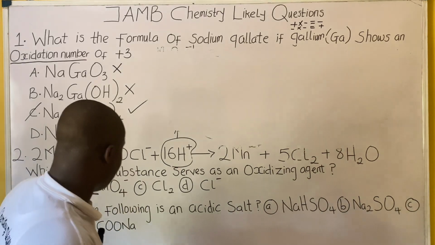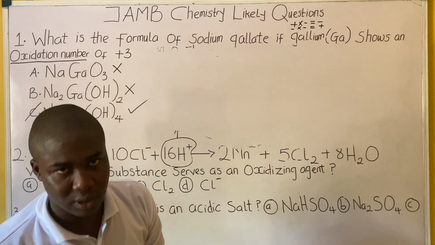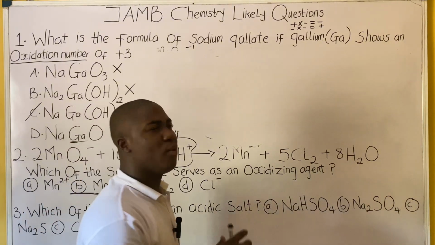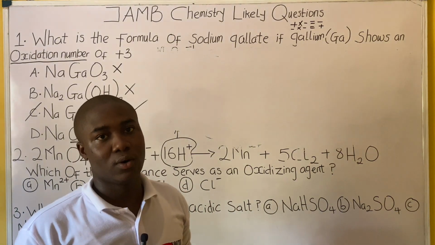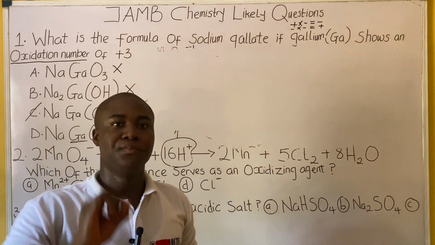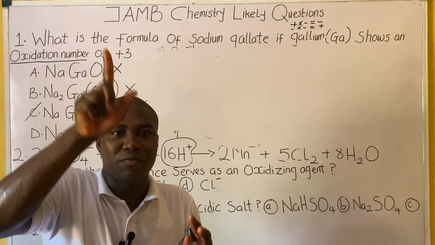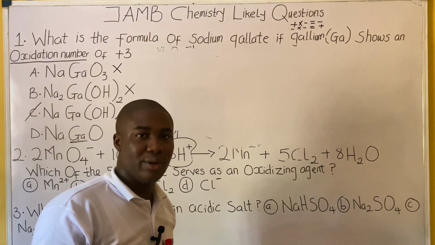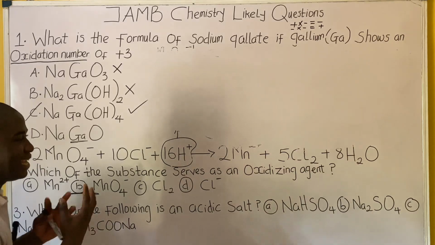Question number 3 says, which of the following is an acidic salt? Very simple. We have different types of salt. A very easy trick for you to know acidic salts is that acidic salts are salts that have hydrogen present in their compound. Are you there? There's presence of H in their compound. So that's how you get an acidic salt. So you have to look at all of these options and look for the one that has H in it.